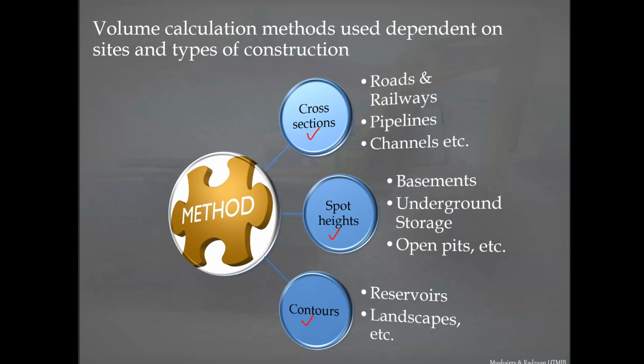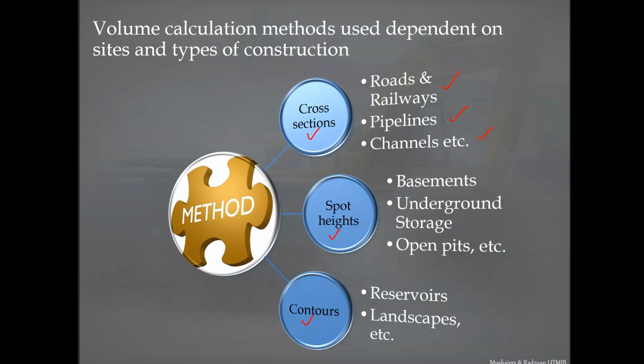For cross sections, basically, if we are looking at constructions that involve an alignment, such as roads, railways, pipelines, channels, etc., that could be a stormwater drain, where we have sections along the construction, then cross sections will be the best method to use when we want to calculate volume.